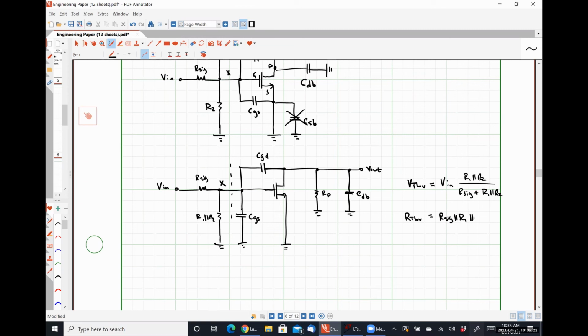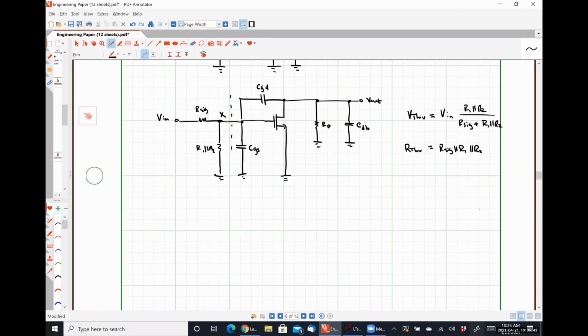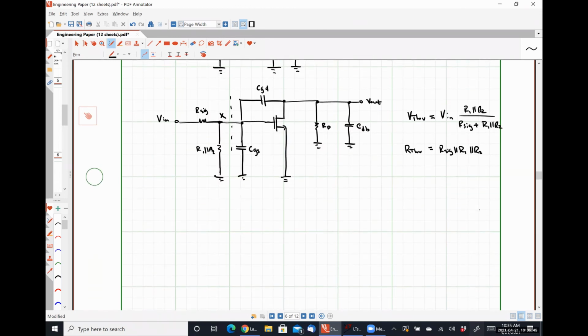Everybody okay with... excuse me, if we were doing this with a, what can we call it? A BJT, we could do a very similar thing, and then everything past this point is exactly the same analysis.